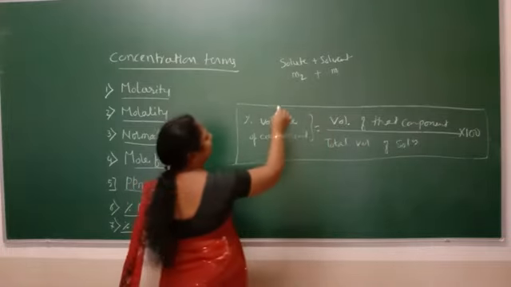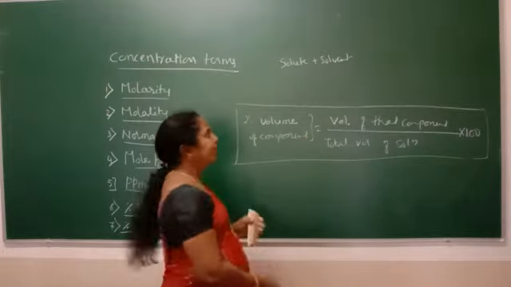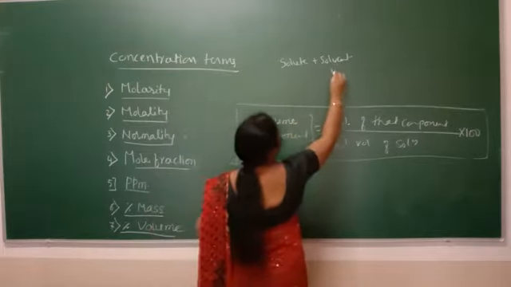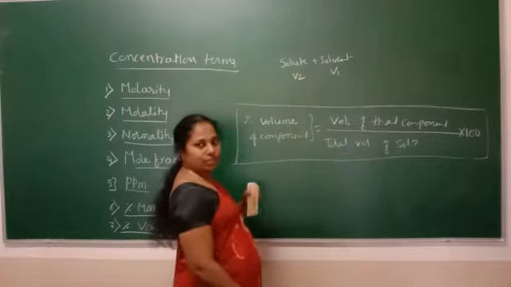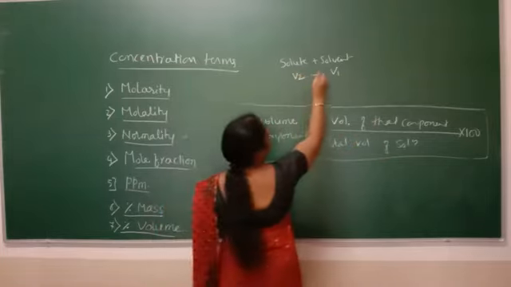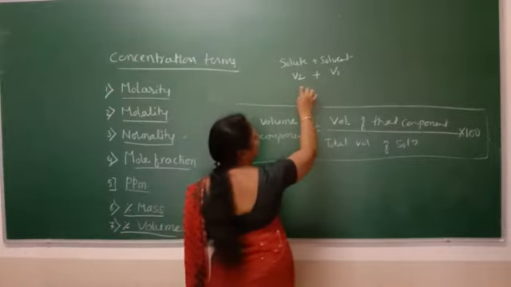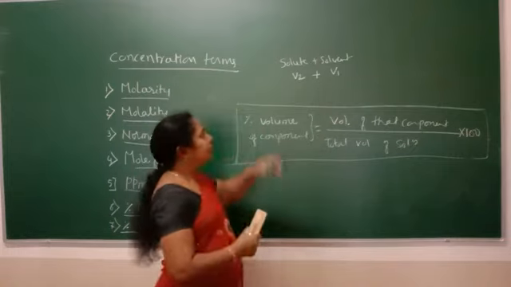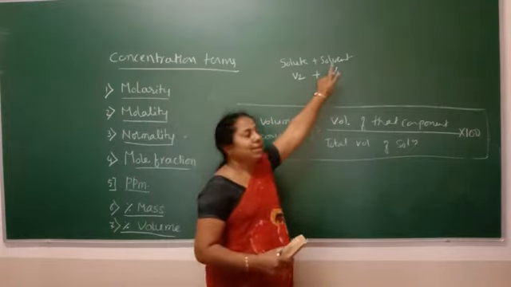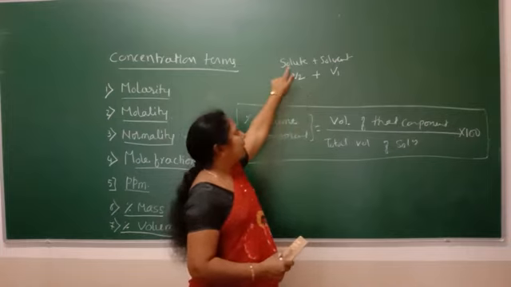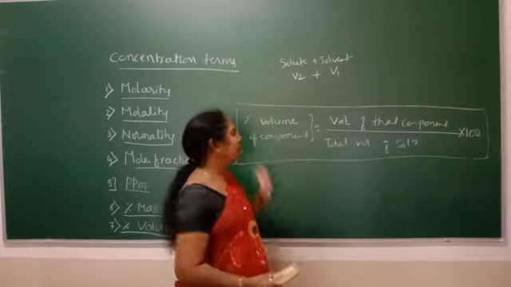That means we are preparing one of the solutions by taking the solute and solvent. If V1 be the volume of solvent and V2 be the volume of solute, the sum of these two can be taken as total volume of solution. V1 plus V2 can be taken as total volume of solution. So we know that V1 is the volume of solvent and V2 is the volume of solute. The sum of V1 plus V2 can be taken as total volume of solution.